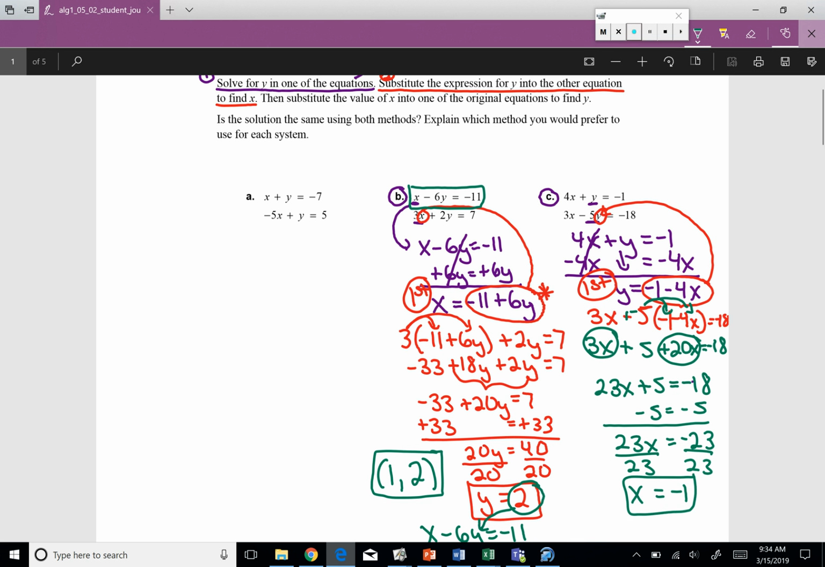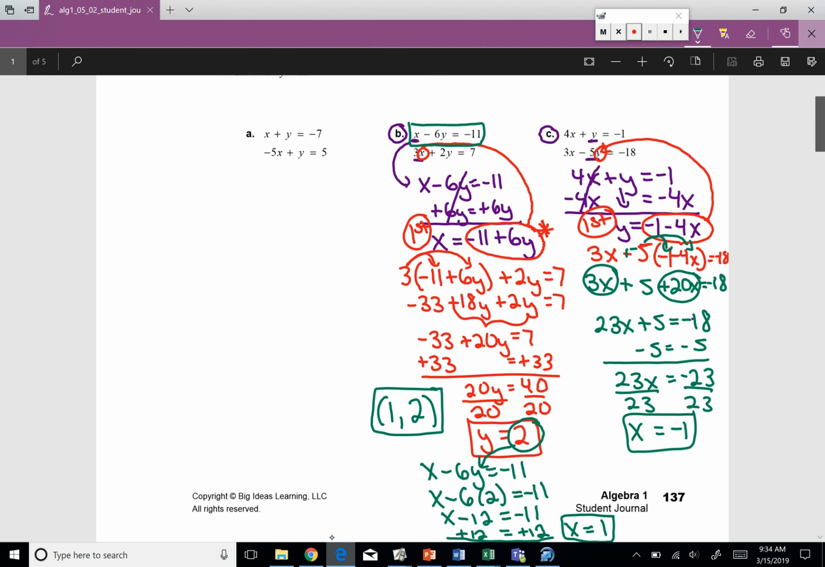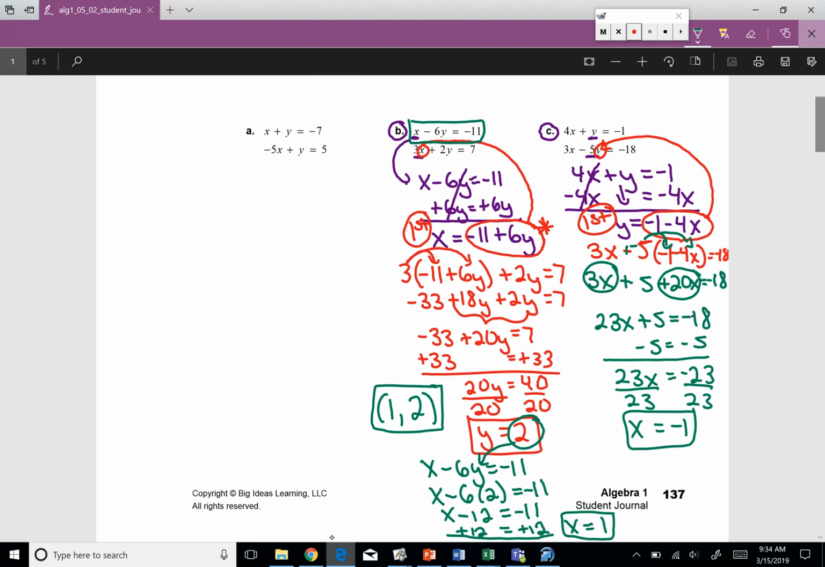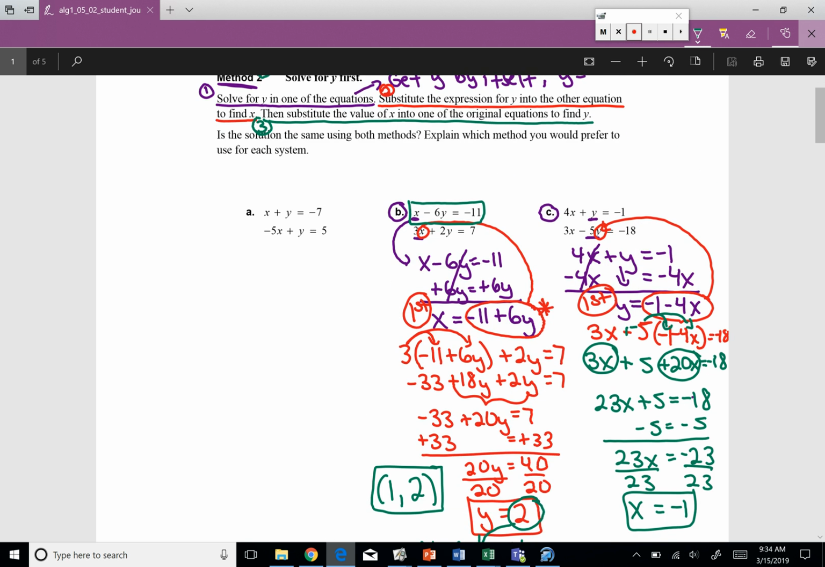We have our x. Once we have our x, now we move on to step 3. Substitute the value of x into one of the original equations to get y. So I'm running out of space. I've got this writing down at the bottom, so I'm going to do step 3 up above here.